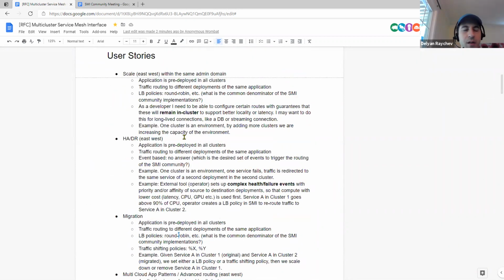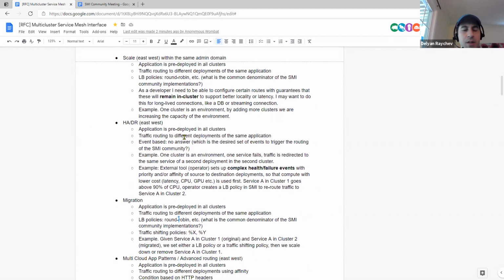All right, so we spoke about scale. I think scale is pretty clear. The second use case here is the high availability or disaster recovery. Again, this is east-west. So while scale is about capacity, adding more compute to some service, high availability or disaster recovery is just making sure that we have a replica of some, let's call it service or deployment, in another cluster, so that if something happens to the first cluster, then the second and the third provides you with that redundancy.